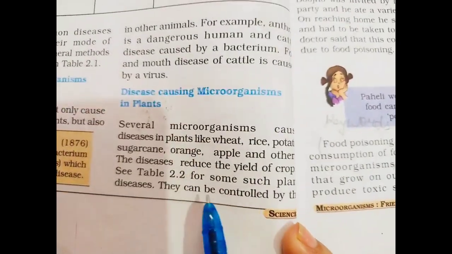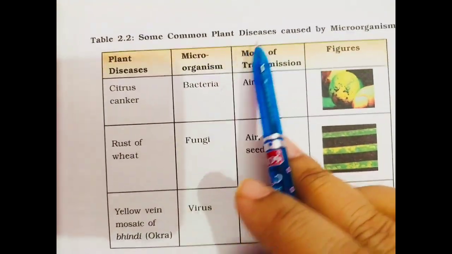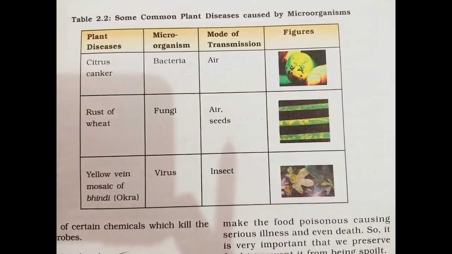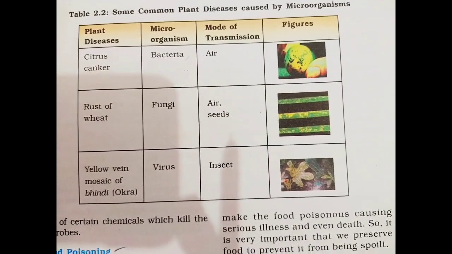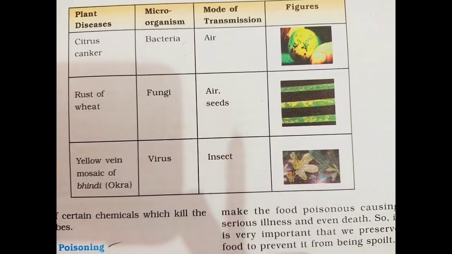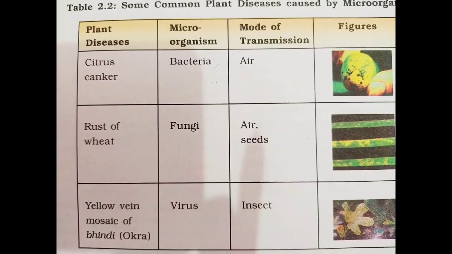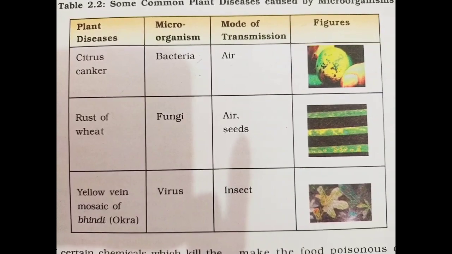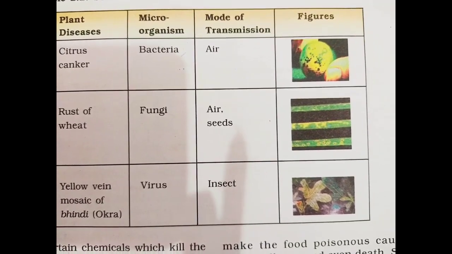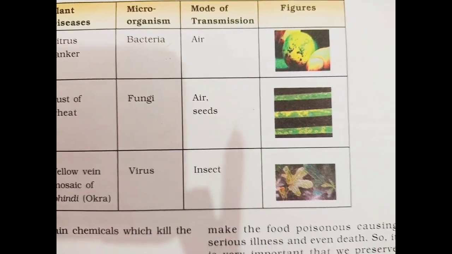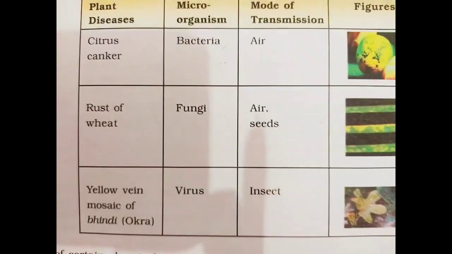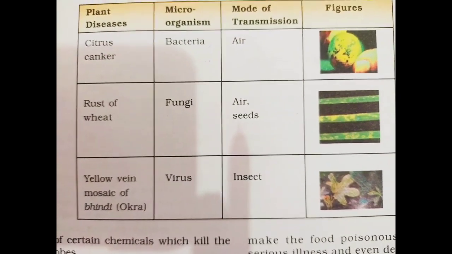Okay, now table 2.2 is here, in which we are going to discuss some common plant diseases caused by microorganisms. So this is the second table of today's video. Here four columns are again given. The first column has the plant disease, the second column contains the microorganism, the third column contains the mode of transmission as in the previous table, and the last column has the picture. So let us start the description of this table.